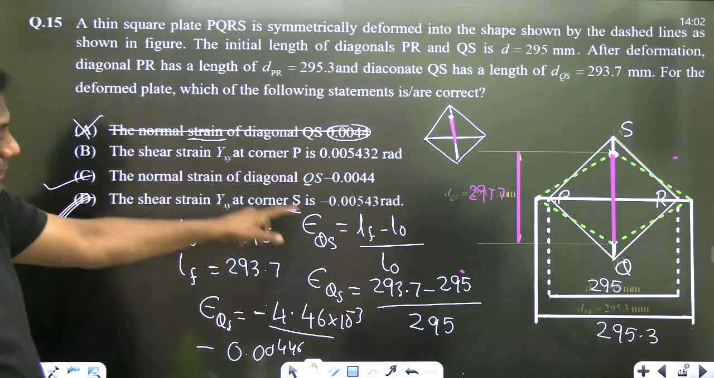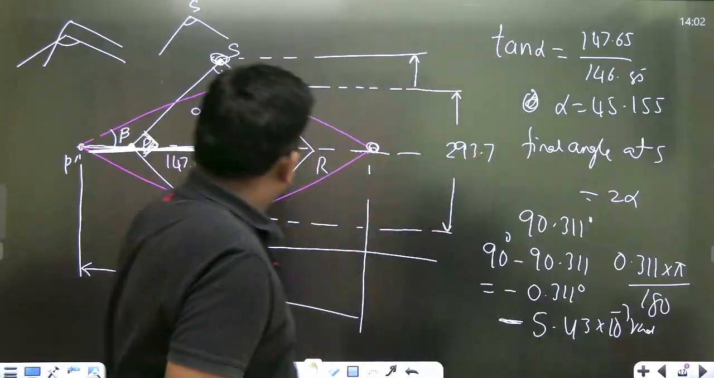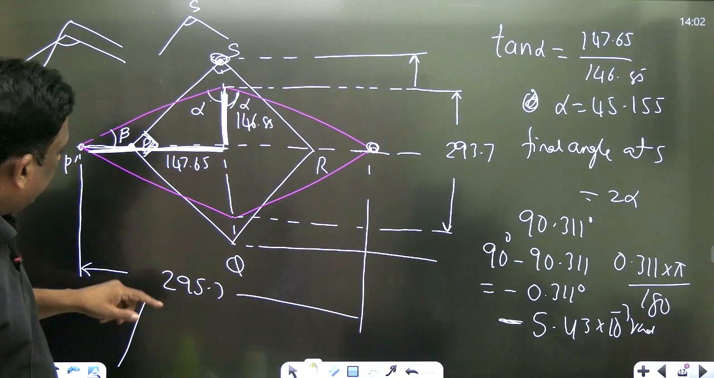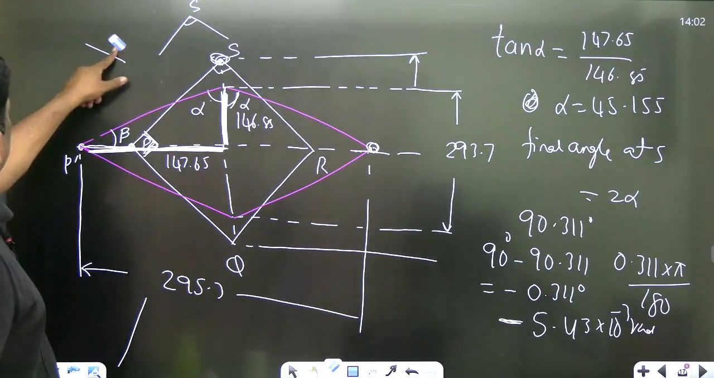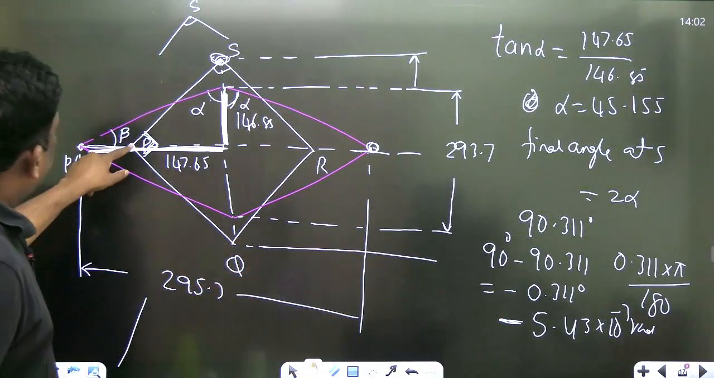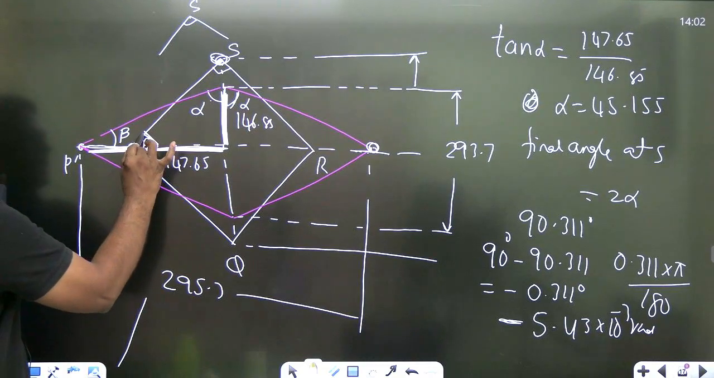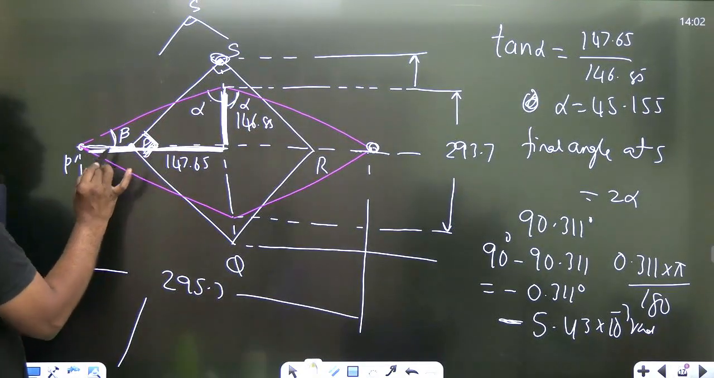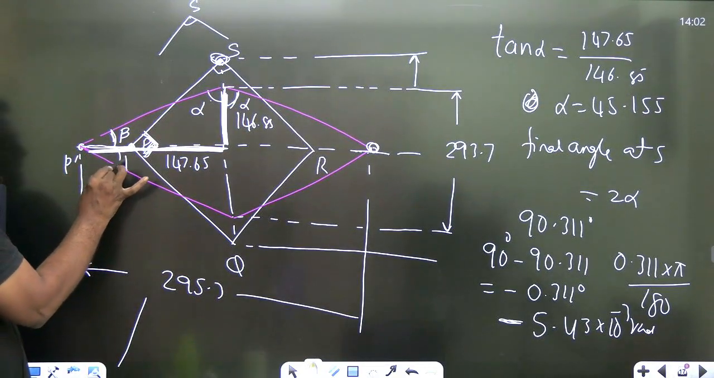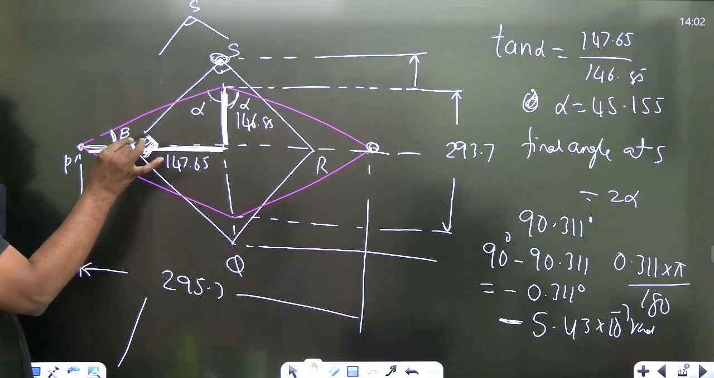One more is left. At P is needed, sir. Now I want the shear strain at P. How do I calculate? Look, I'll use the same logic at P. At P originally the angle is 90. Now what is the final angle? The final angle is 2 beta, so it will be 90 minus 2 beta.